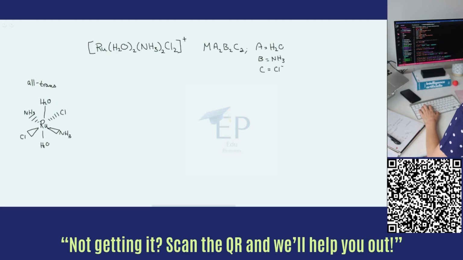And in this case, the all trans is superimposable onto its mirror image, meaning it does not have an optical isomer.